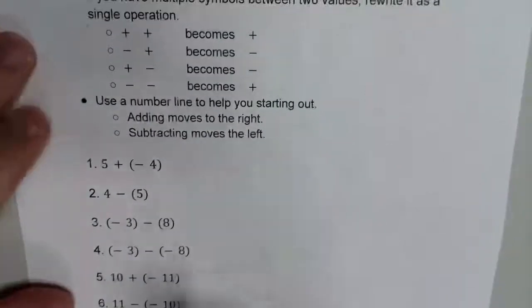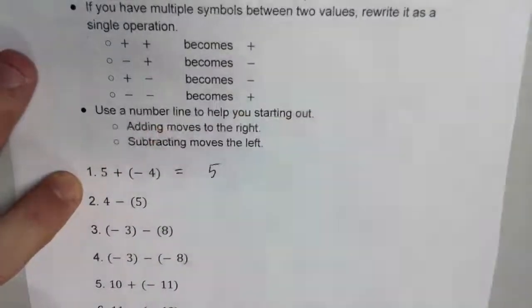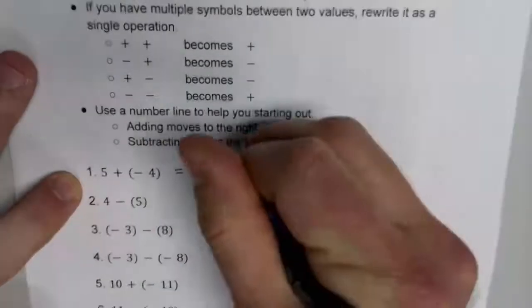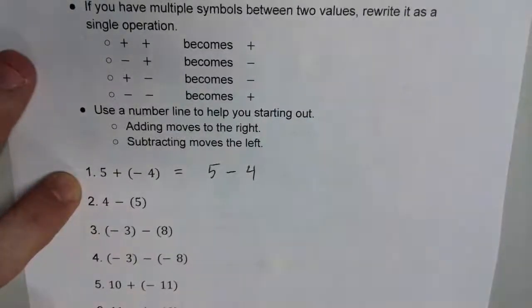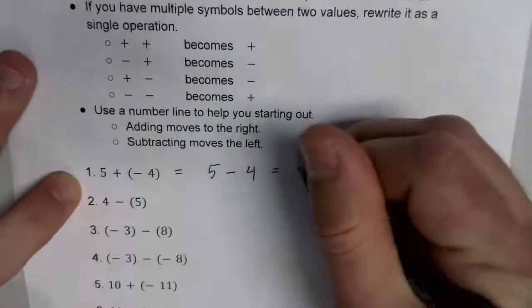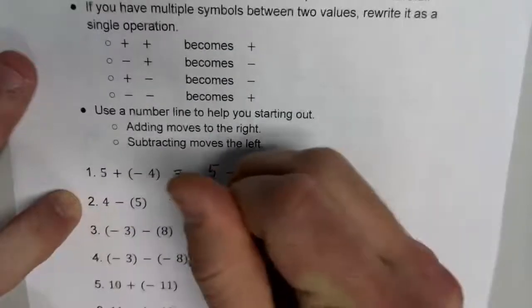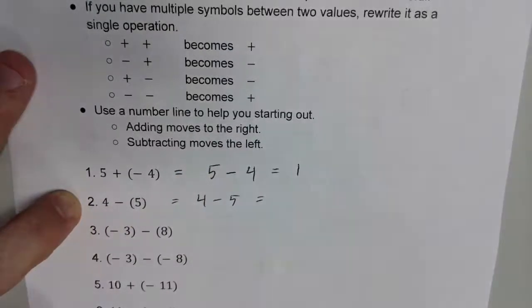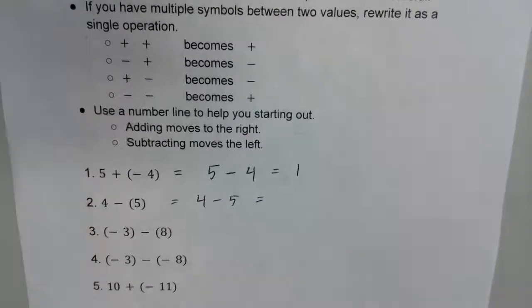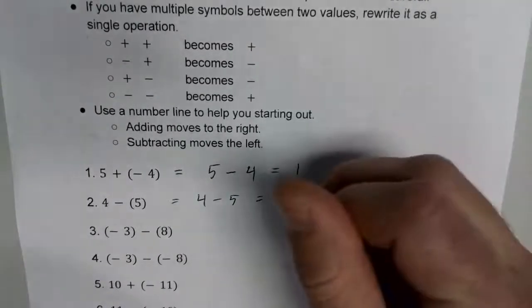So what we'll do, we'll look at number 1. That's 5 plus negative 4. I'm going to rewrite that as 5 what? Minus 4. That's all that means. What's that? This is 1. 4 minus 5. Well, there's only one symbol, so the parentheses really doesn't matter. But 4 minus 5. I'm starting at 4, and then I'm moving 5 to the left, because subtraction means move left. I don't have time to draw my number line. You don't, well, not for Delta Math, but starting out.